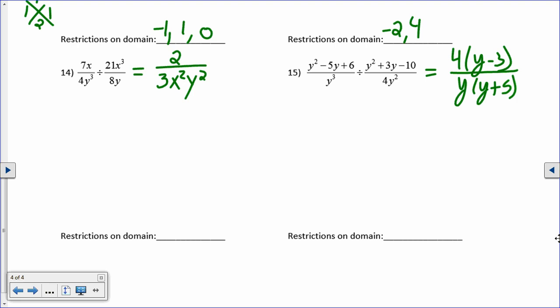Should be getting. Make sure you're looking at it. Before you combine them, look at the numbers.